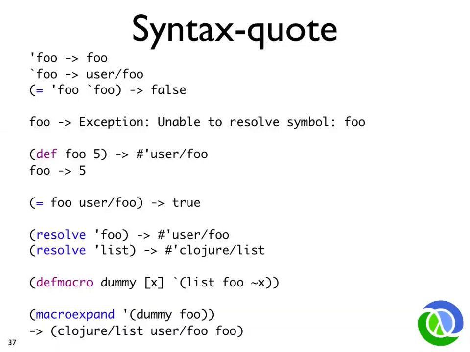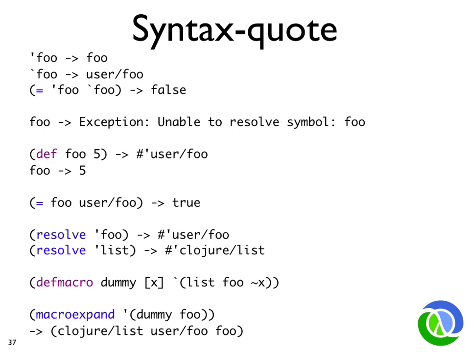So in practice, this combination of things. Look, we resolve foo. This was the local guy. We get the local one. Now list, we never defined in the user namespace. In fact, all the Clojure functions are auto-imported into the user namespace, which means if we resolve list, it says clojure.core/list. It's the system one, which is neat. Which means if we write a macro that says backquote list foo x, and expand it, look what we get.